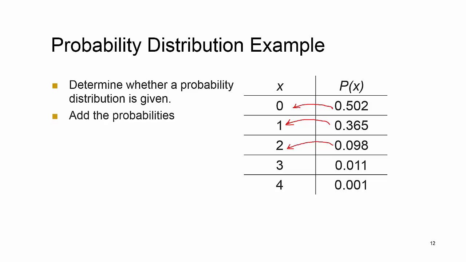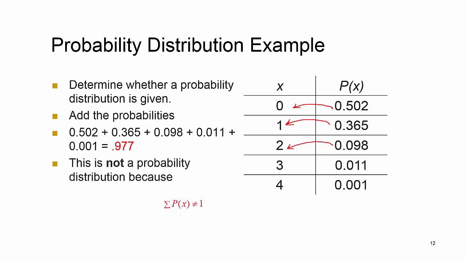So we first need to add the probabilities together. So the sum of the probabilities is 0.977. So this is not a probability distribution because the sum of p of x must equal 1, or 0.999, which would round up to 1.